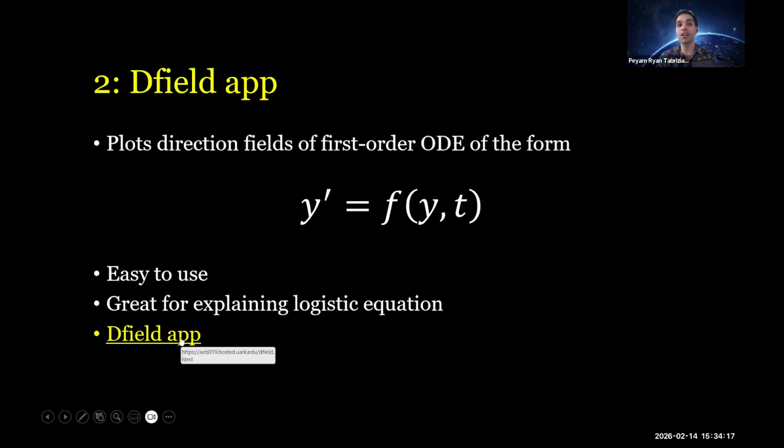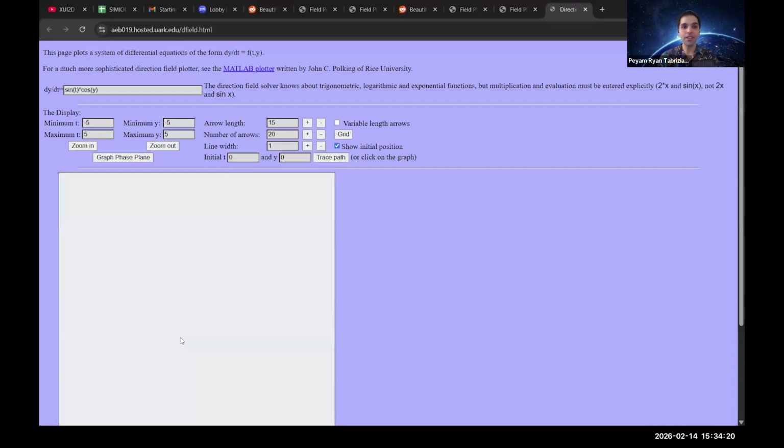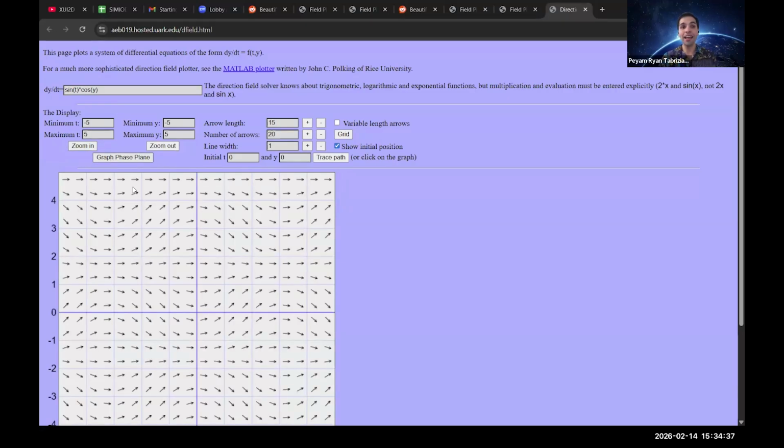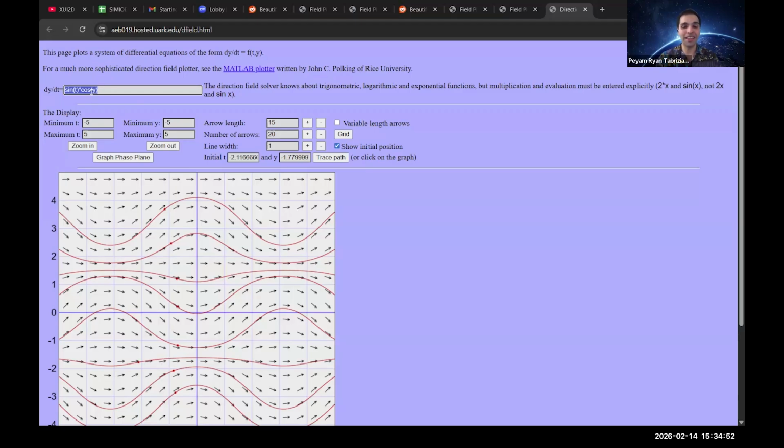In fact, I want to illustrate a couple of things with this app. So this is the D-Field app, in case you're not familiar. And literally the only thing you have to modify in this app is your differential equation. So here it illustrates, for example, y prime equals sine of t times cosine of y, and it plots direction fields, and you can even click on sample solutions. And again, no programming experience required whatsoever. The student can just go to this website and plot things.